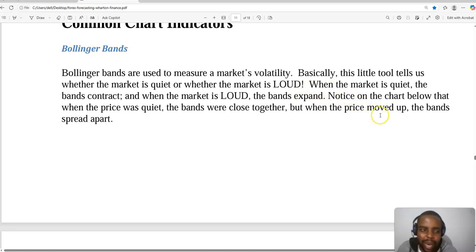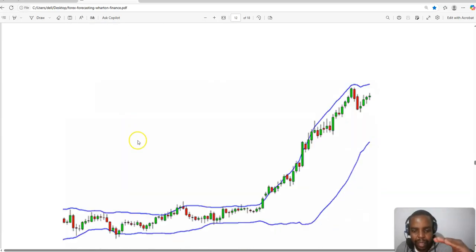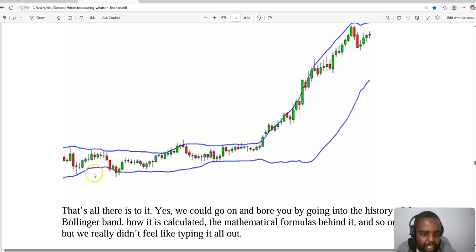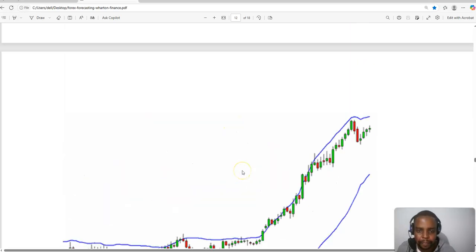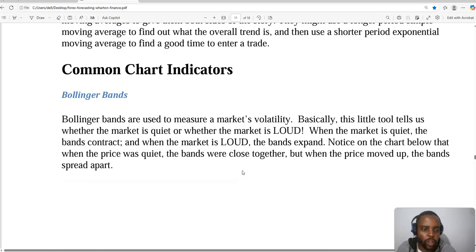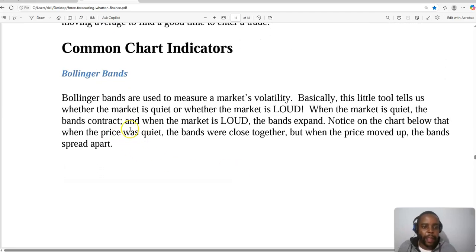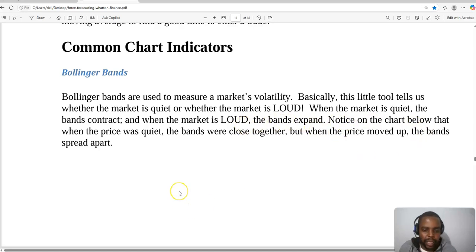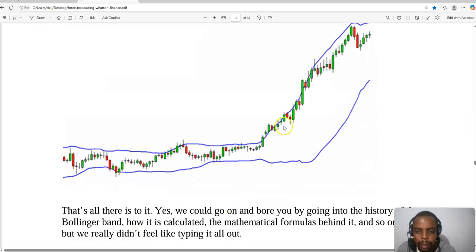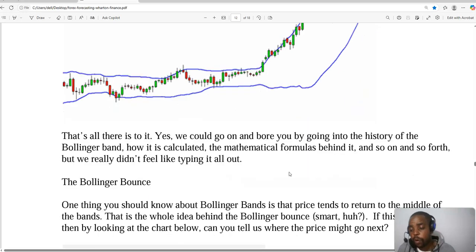When the market is quiet, the bands contract. What they mean by contract is they come together like in this phase. This is a contraction. So here you can say the market is quiet. Then it goes on to say, when the market is loud, the bands expand. Notice on the chart below. When the market is loud, the bands expand. And as you can see also on the MT4, the bands are quite expanded, which I will go back into.